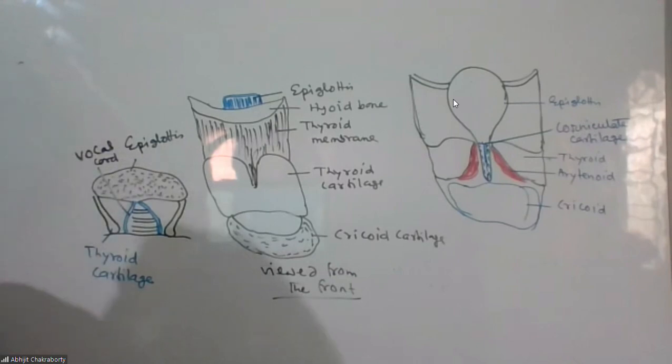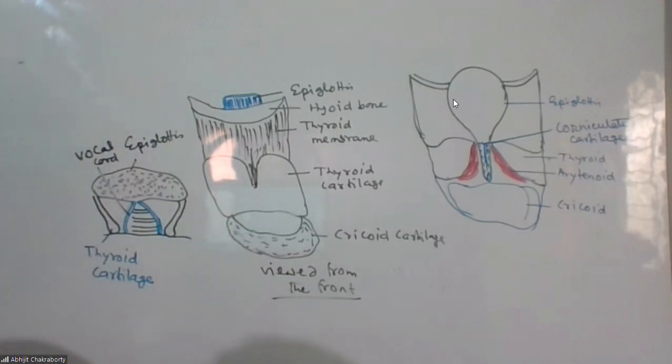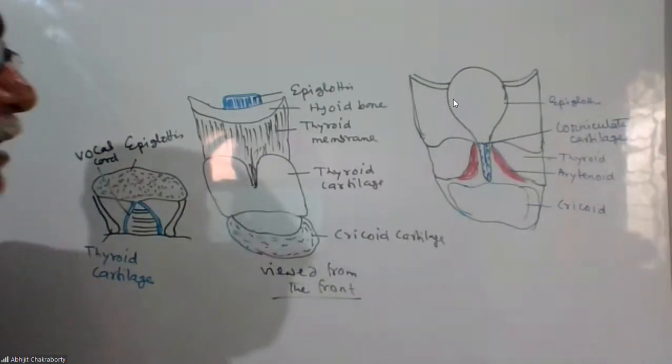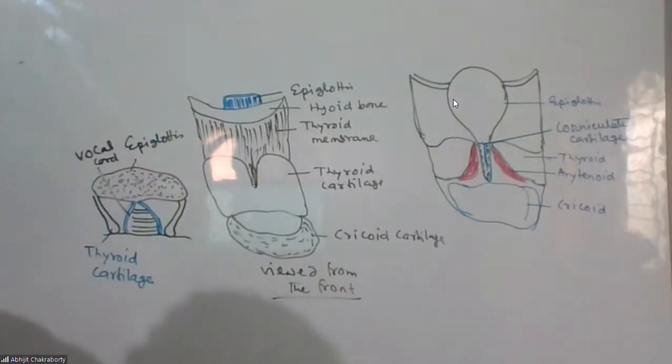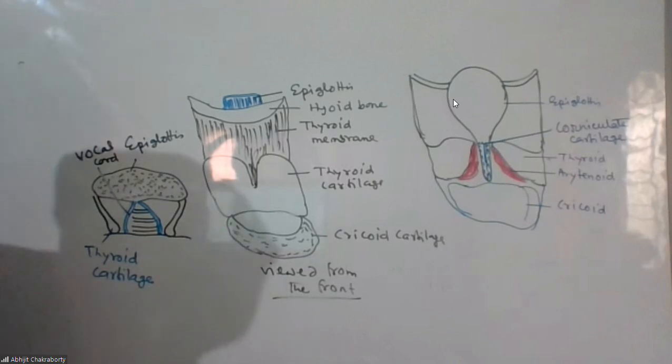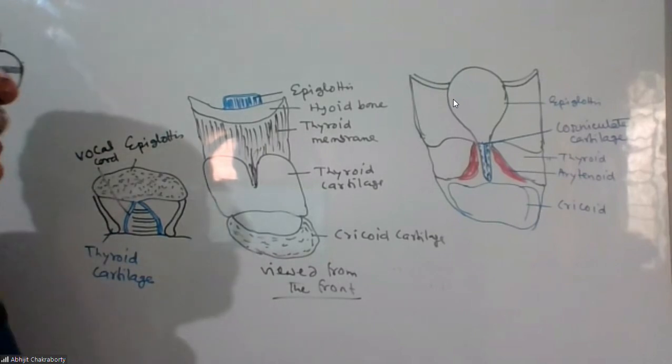Then the arytenoid cartilages give attachment to the vocal cords. Sir, can you repeat? Arytenoid cartilages give attachment to the vocal cords and to muscles.